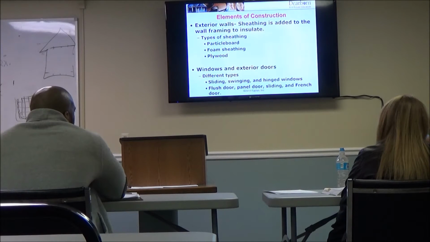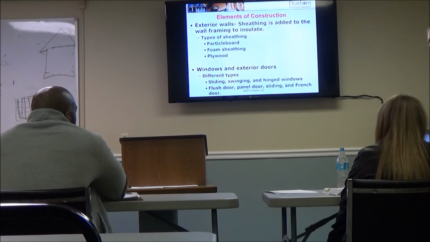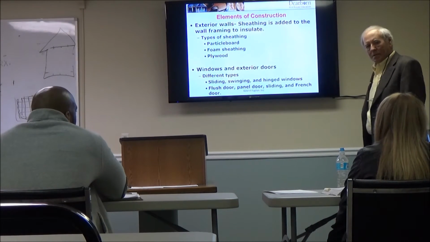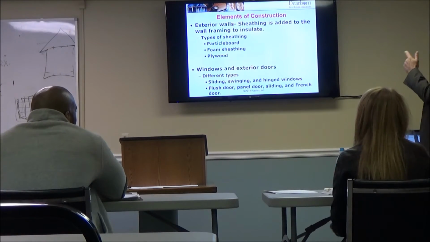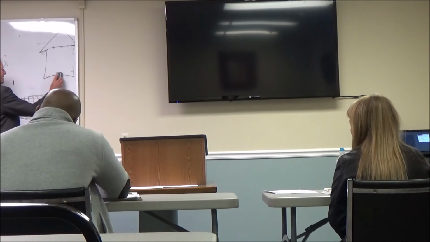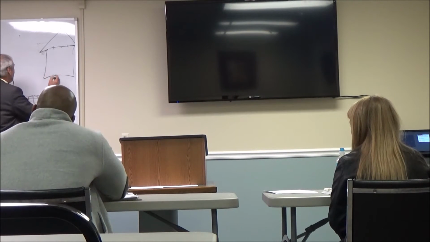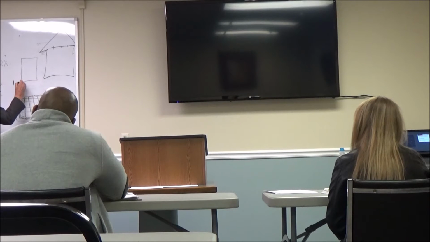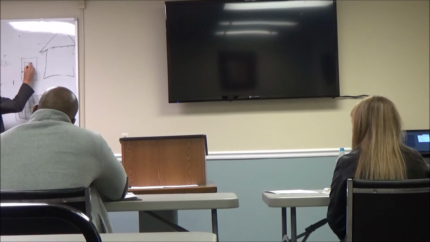Windows and exterior doors. We have different types. Some windows, we have sliding windows, swinging windows, or hinged windows. It depends on the buyer's preference or what the builder puts in. There's always a question about the French doors, and everybody likes the French doors. We have flush doors, panel doors, sliding doors, French doors. I think everybody here knows what a slider is, a sliding door. But a panel door looks like this. Again, you have a doorknob and you have panels in it. I have 2-panel, 4-panel, 6-panel, different types of doors. It depends on the individual taste.